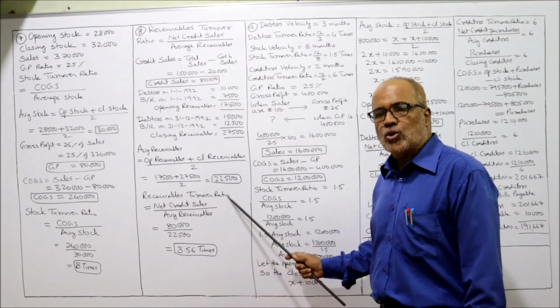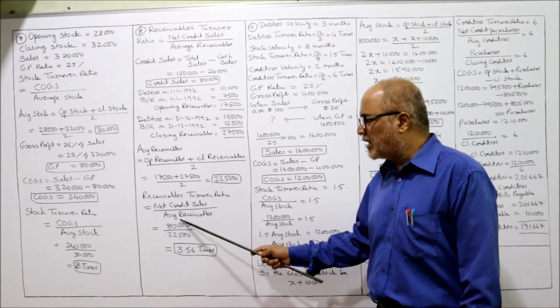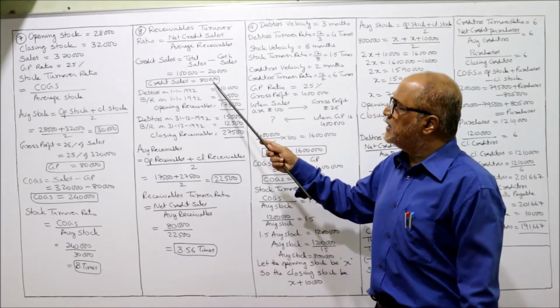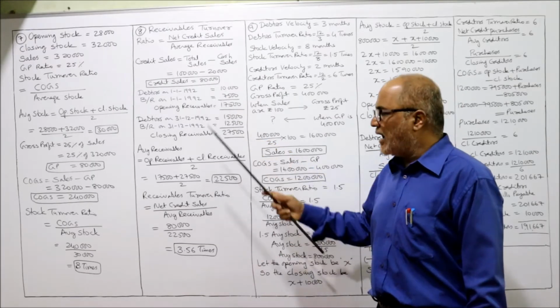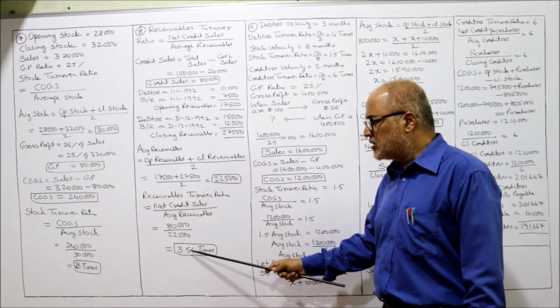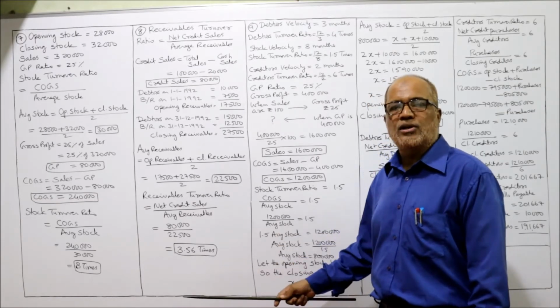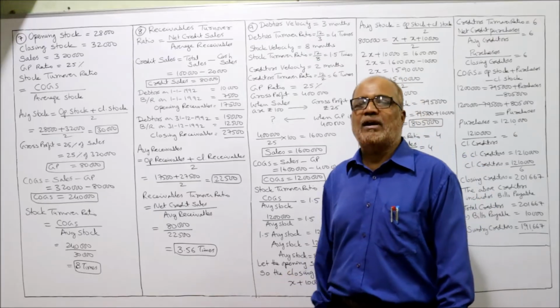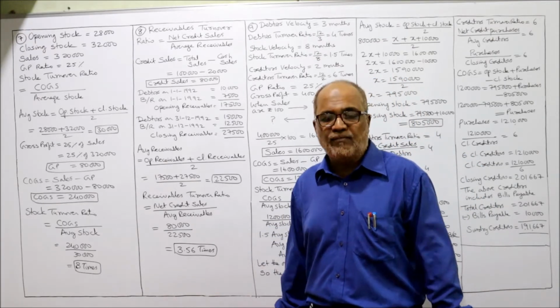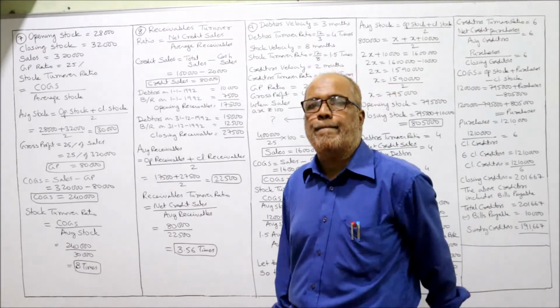Receivables turnover ratio is equal to net credit sales divided by average receivables. Net credit sales 80,000. Average receivables 22,500. 3.56 times. The receivables turnover ratio is 3.56 times. What is the significance of this ratio? It is asking in the problem.